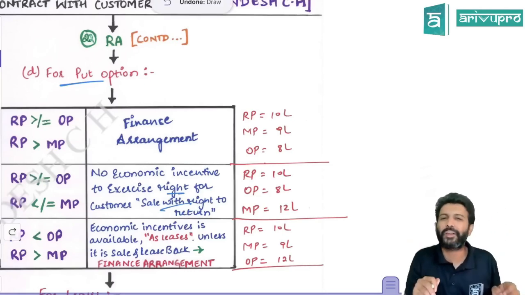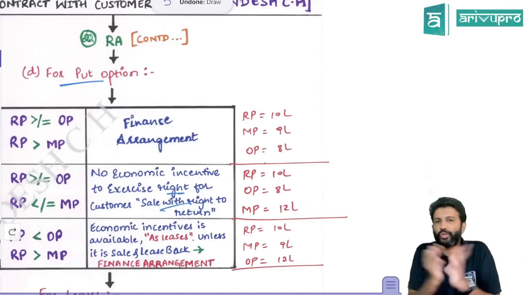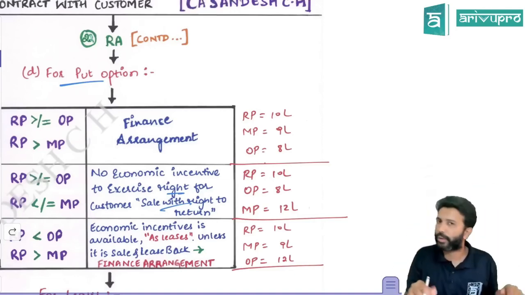Because there is no economic incentive to return. Worth of the goods is 12. Why will he return it? Why will he sell it for 10 lakh rupees? So there is no incentive. So you'll simply treat it as a sale with a right to return.